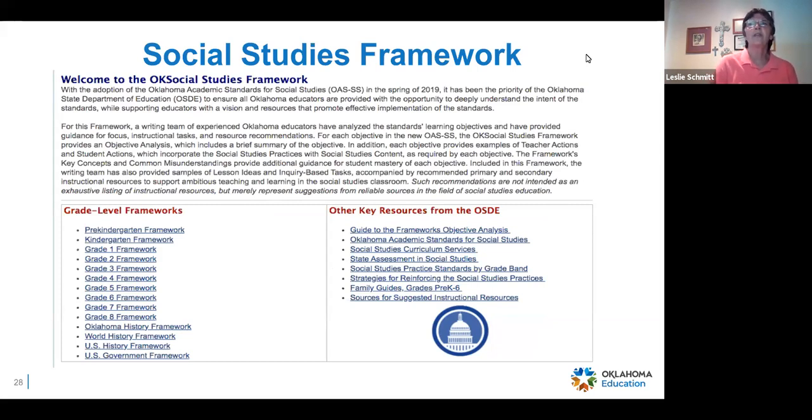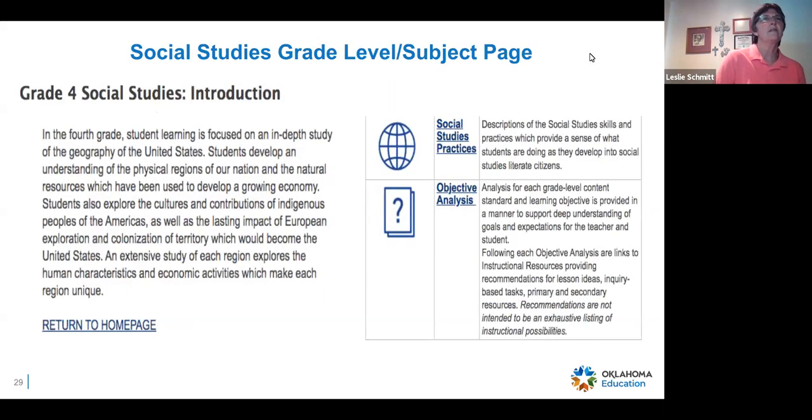There are also other key resources from the State Department that you can click on. Those are all hyperlinks so that you can get some greater details on the social studies area for the State Department. And our subject grade level page, today we're going to look at the 4th grade social studies. Each piece, when you open it, will give you a general introduction to that standard. Then it will break it down into social studies practices and objective analysis. This will be throughout the frameworks. You'll see these 2 pieces.